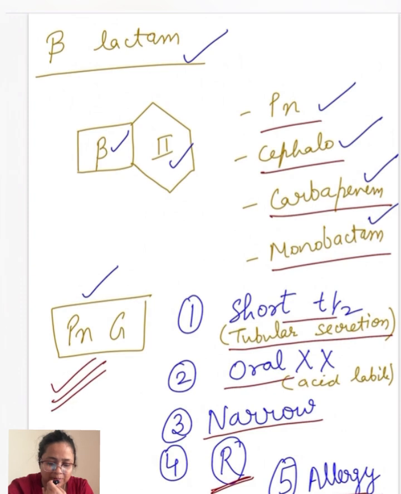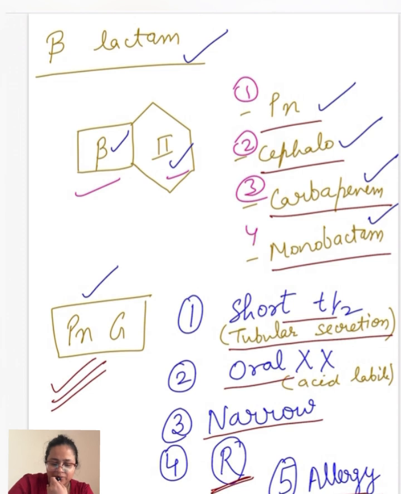Now we study the beta lactam group. The beta lactam group has a beta lactam ring and a second side chain. So it contains penicillin, cephalosporin, carbapenem, and monobactam. Monobactam only has one beta lactam ring. There is no second ring.